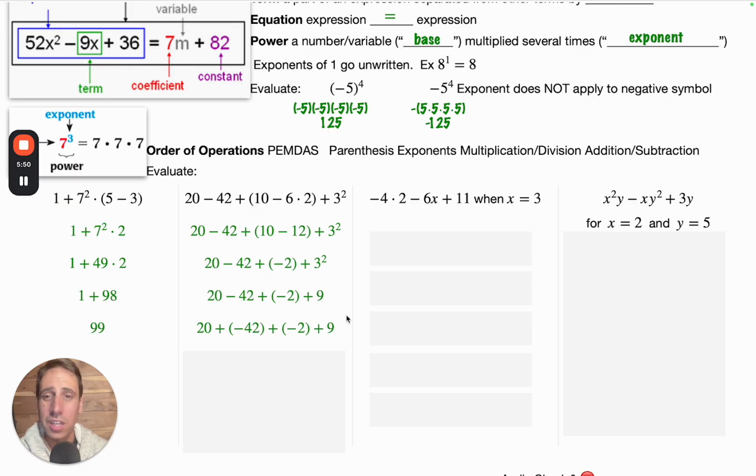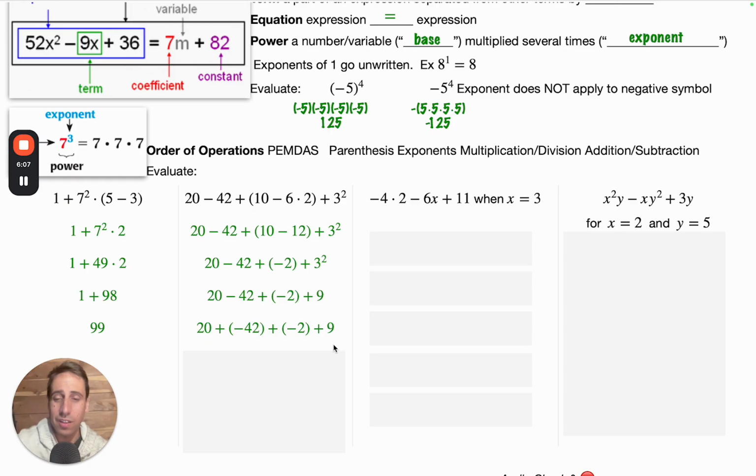So I'm going to change the subtraction to addition. I'm going to keep, change, flip. So keep the 20, change the subtraction to addition, and then flip the positive 42 to a negative 42. So 20 plus negative 42 plus negative 2 plus 9.